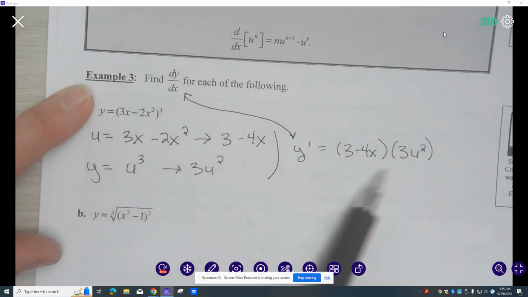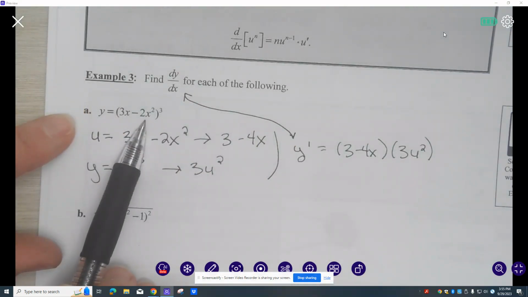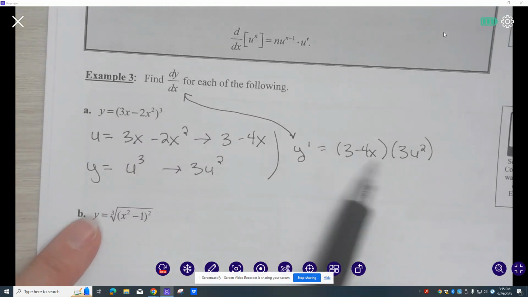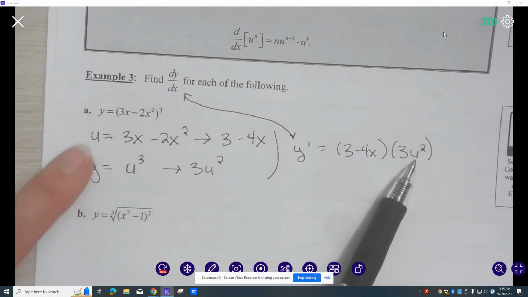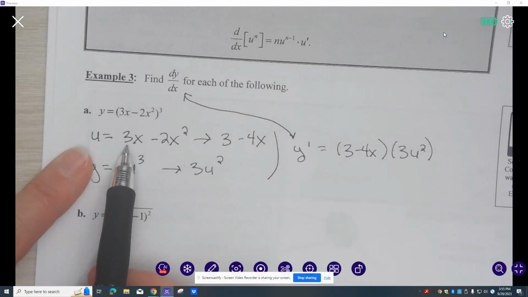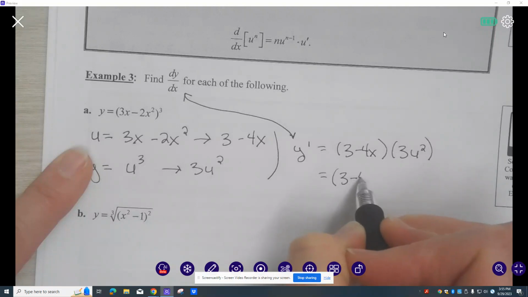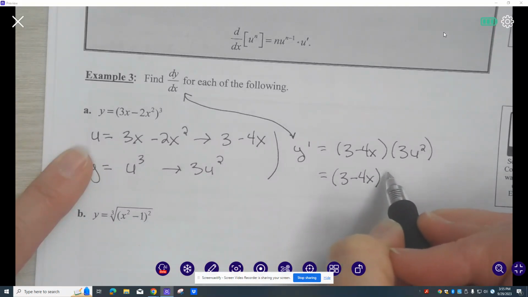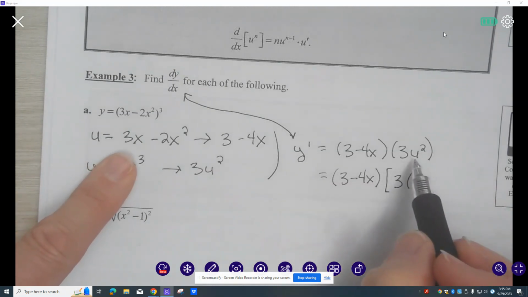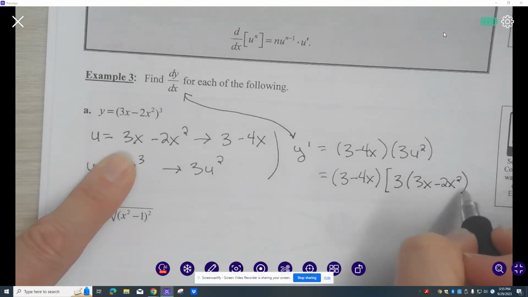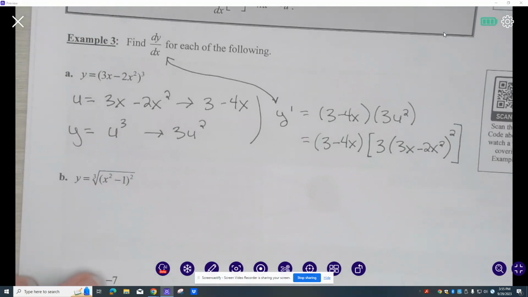But I need a function that has all x's. I started out with a function that has all x's. My answer cannot have u's. So the last step is, this is the derivative, but I need to turn this u back into an x. So u was equal to 3x minus 2x squared. So I'm going to turn that back into an x. I'm going to use a bracket here because I'm going to have 3, replace the u with 3x minus 2x squared. And this is u squared, so that would be squared. Kind of a messy looking one.